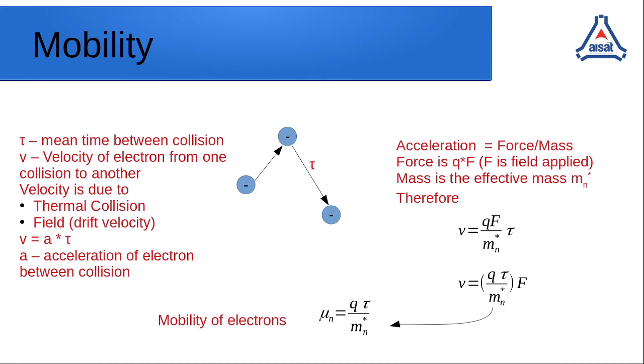Now we will make use of a few basic things that we know. Velocity is equal to acceleration into time, or in other words, velocity by time is acceleration. A is the acceleration of electron between collision. Now another basic equation we are going to use is force is equal to mass into acceleration, or in other words, acceleration can be written as force by mass. Now what is the force acting in this case? In this case, it is the applied electric field which is giving the force. That force can be mathematically represented as Q into F, if Q is the charge.